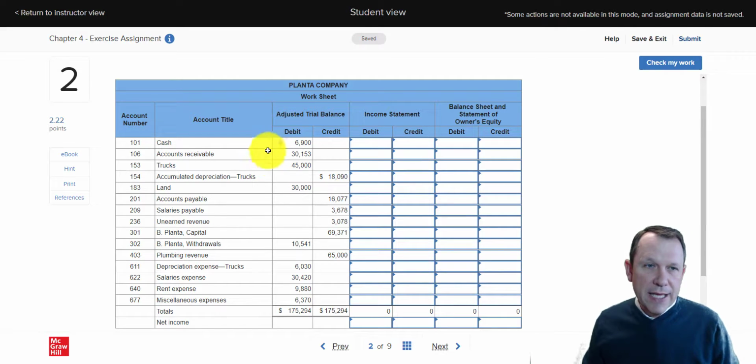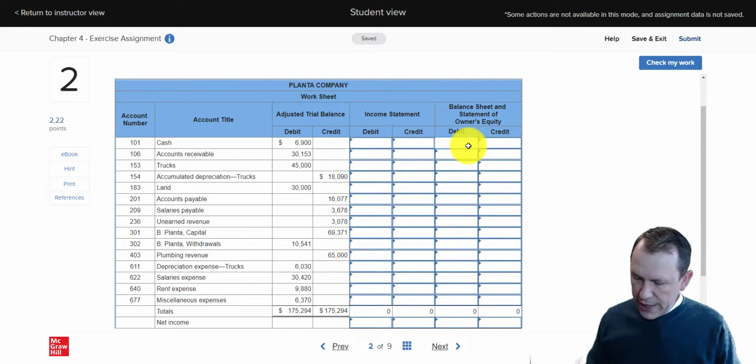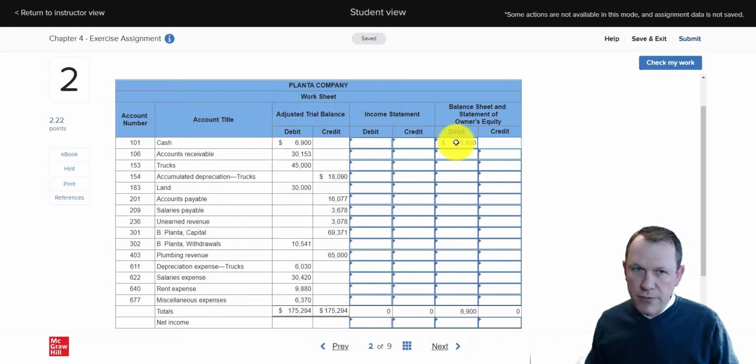You basically take your accounts and you slide them over to the correct set of columns. Again, all the assets are going to slide all the way over to the balance sheet. So cash is going to slide over here. It's a debit there, so it'll be a debit there.